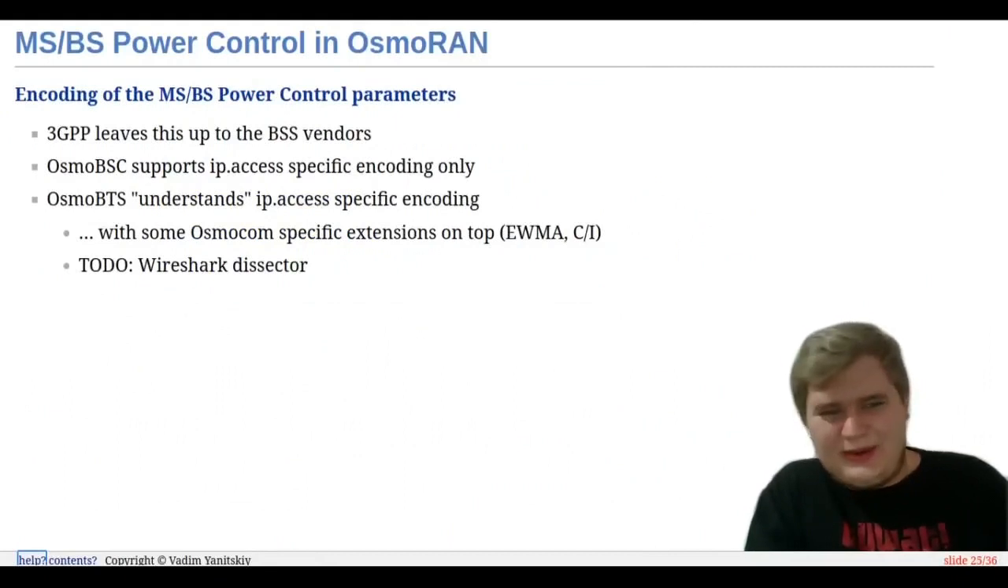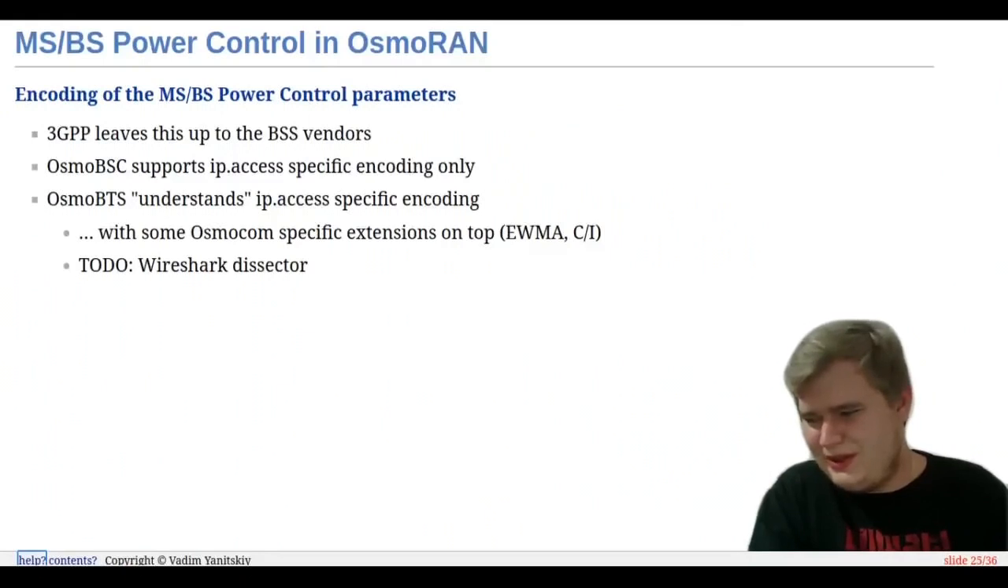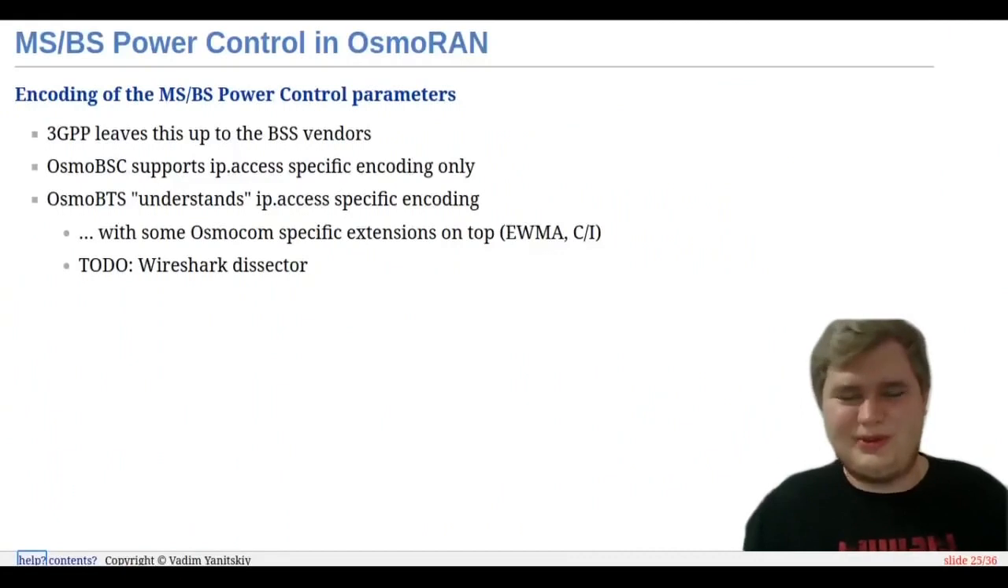So regarding encoding of MS and BS power control parameters, again, this is the freedom of 3GPP, it's up to the BSS vendors. So far, OsmoBSC supports only IP access and OsmoBTS. There are some Osmocom-specific extensions on top of that. And unfortunately, we don't have a full Wireshark dissector yet. So if you look into the pcap with RSL traces, you will see just a TLV with an unknown octet string. And Wireshark does not know how to decode this.